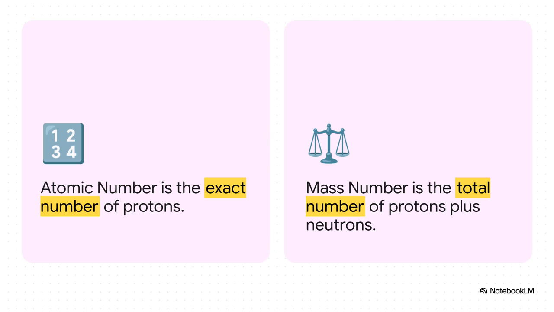Now, understanding the difference between these next two terms is absolutely foundational for your exams. Atomic number versus mass number. The atomic number is basically the atom's ID badge. It is exactly the number of protons in the nucleus. Simple enough, right? But the mass number is the total weight of all the heavy stuff. So that's the total number of protons plus the neutrons combined.